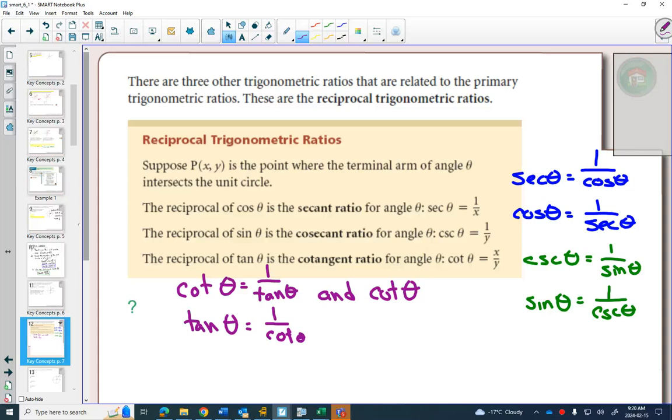And these are our new trig functions. Secant theta is the reciprocal of cos theta. Cosecant theta is the reciprocal of sine theta. And cotangent theta is the reciprocal of tangent, but if cotangent theta is the reciprocal of tangent, and our big idea says that tangent of theta is sine of theta over cos of theta, if I take the reciprocal of that, that means that cotangent of theta is cos of theta over sine of theta.